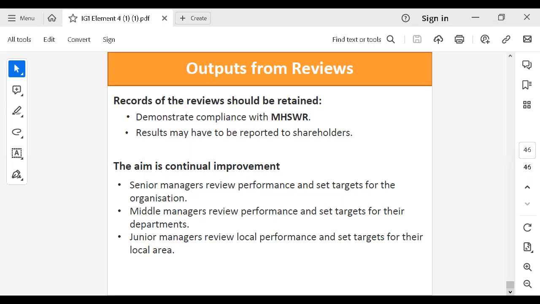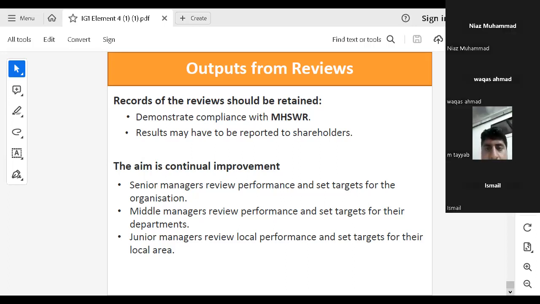Middle managers review performance and set targets for their departments, and junior managers review local departments and set targets for their local area. So this was the end of element number 4. During element 4, we studied active and reactive monitoring, then incident investigation, after that audits, and then the management review.